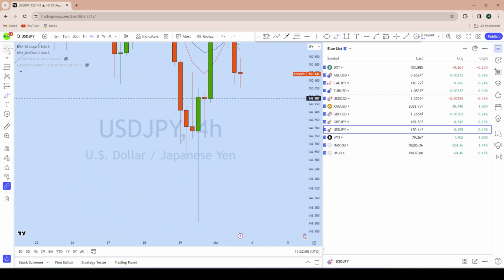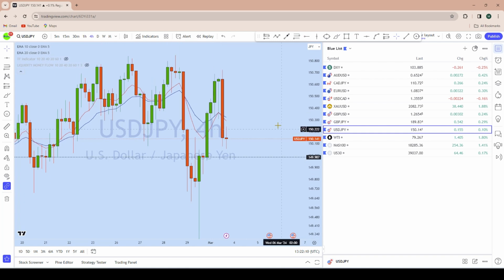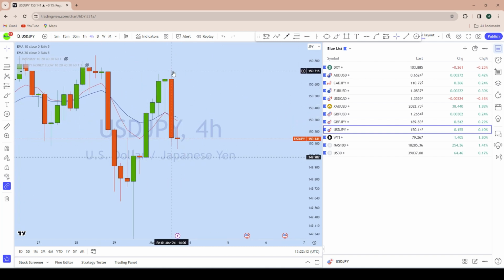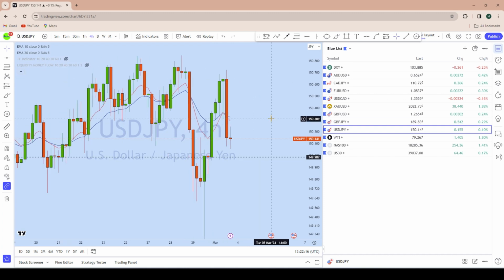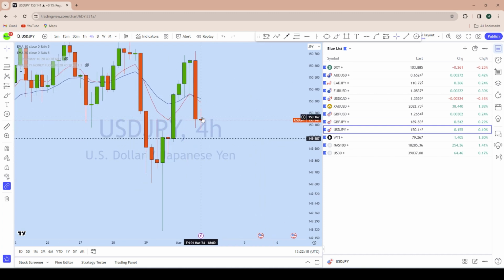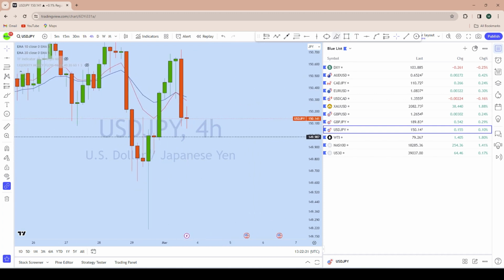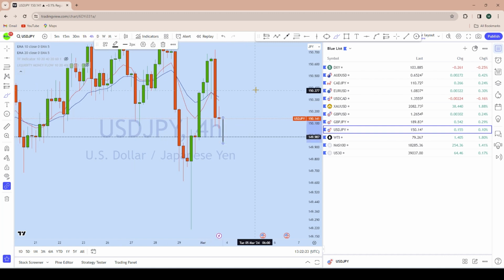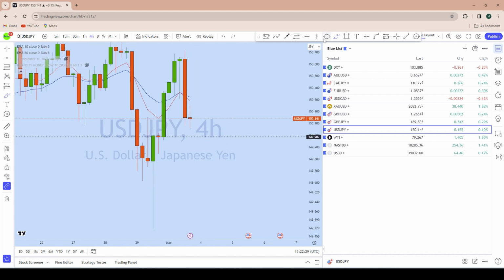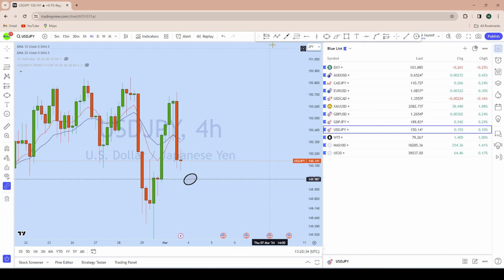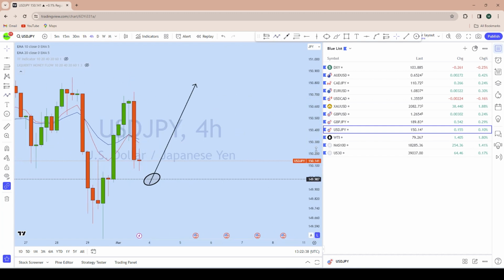Now if we look at the intraday time frame on dollar yen, we can see that there is a long bearish engulfer with a very strong liquidity grab, followed by a doji. We will be waiting for the price to drop down again to this support level to grab the liquidity in the doji. Once we see that dollar yen has grabbed the liquidity, we will be looking for going long on dollar yen with a high probability trade setup.